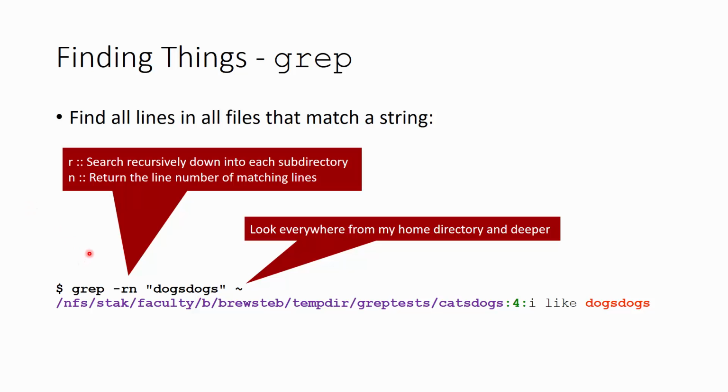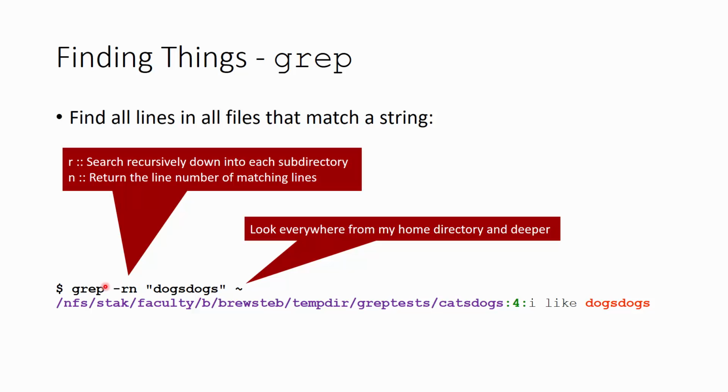When we're using grep directly from the command line, i.e. we're not passing data in from standard in, we have to give it a specific place to look. So you'll see that here at the end of this grep command. The tilde says, look everywhere from my home directory. Now the R switch that I pass into grep says, start from where you are and go from there and deeper into all the directories. So recurse down into each subdirectory. The N says return the line number of all of the matching lines that you find.